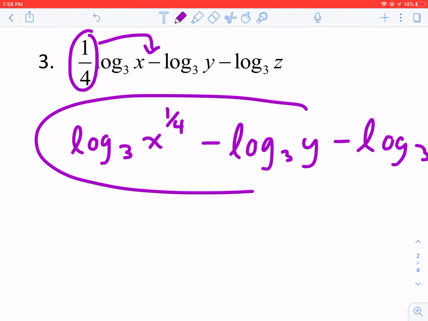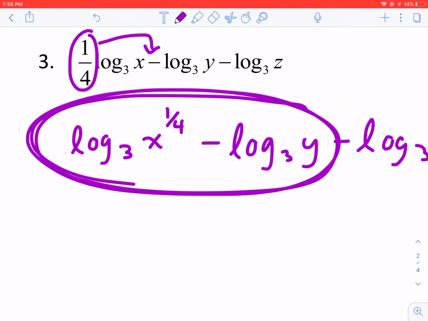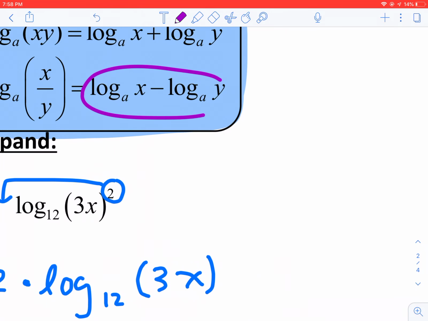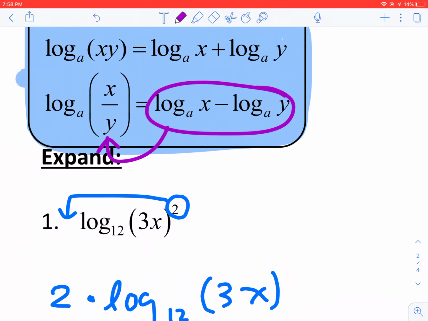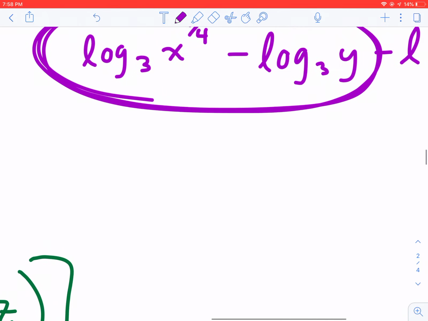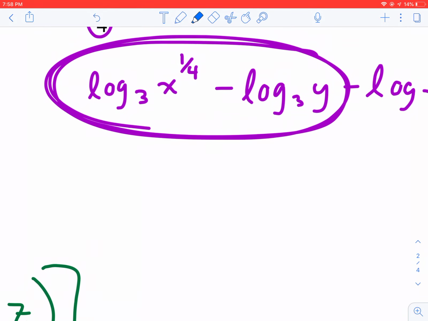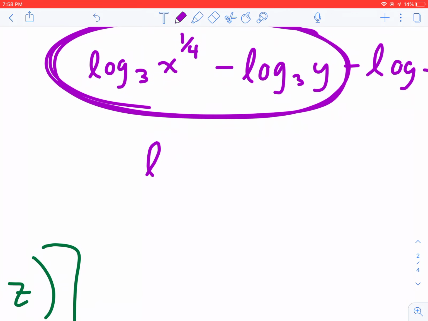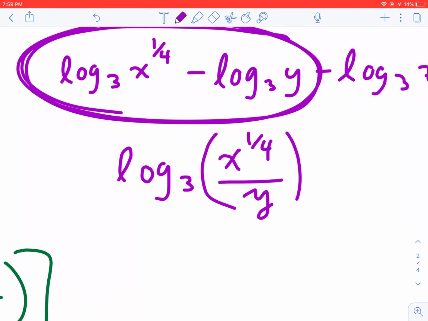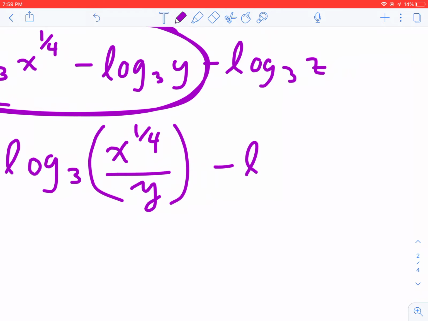You have to work from left to right. I'm going to make these two into a fraction first. I notice I have subtraction. That's my third rule: when I have subtraction, I can make it into a division of its argument. They're all the same base, by the way. That's the reason why I can simplify these. I can make these first two terms log base 3 of x to the 1/4 divided by y. And that is minus log base 3 of z.